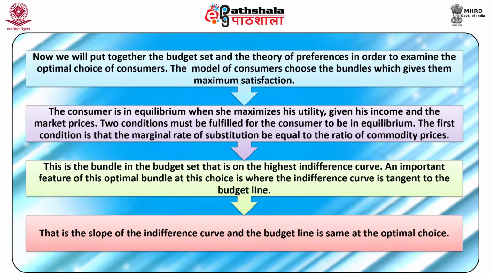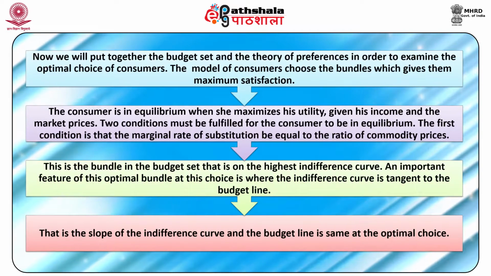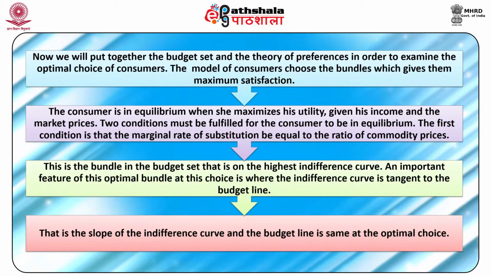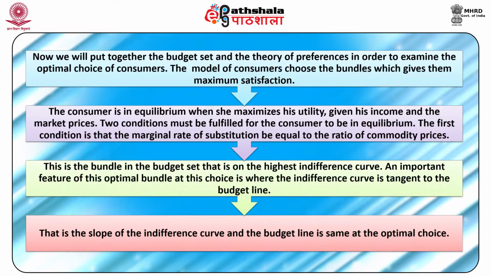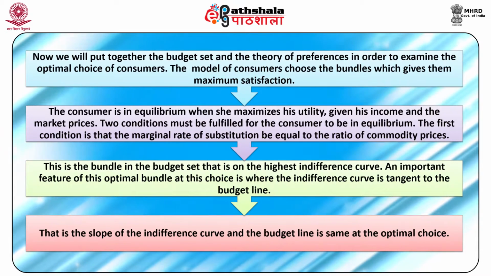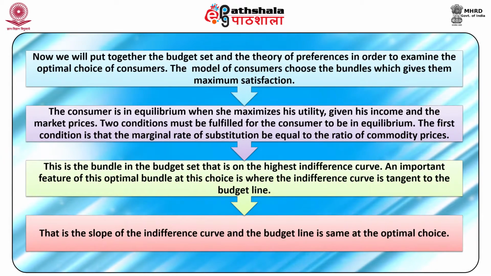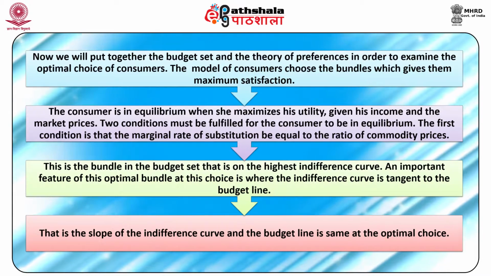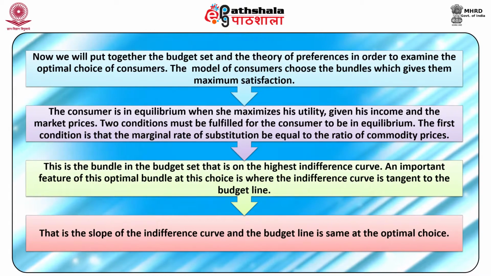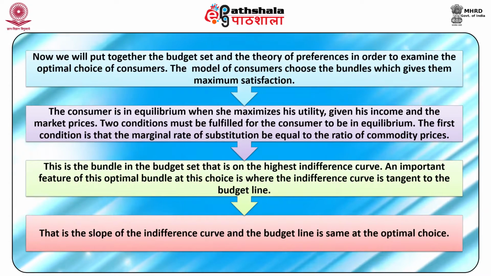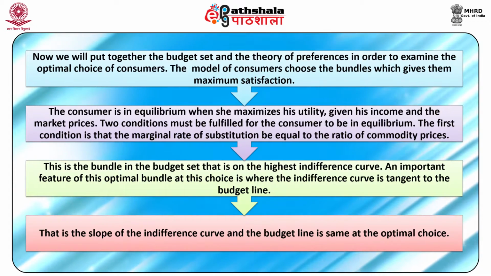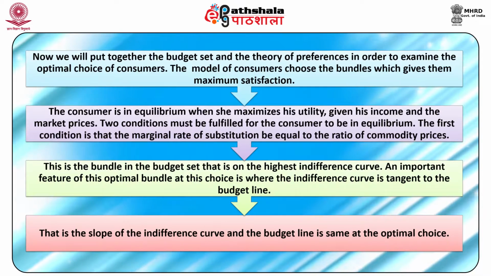The economic model of consumer choice is that people choose the best bundle. However, the best bundle has to be one which the consumers can afford. The consumer is in equilibrium when she or he maximizes the utility given the income and the market prices. The two conditions must be fulfilled for consumer equilibrium to take place. The first condition is that the marginal rate of substitution should be equal to the ratio of the commodity prices.